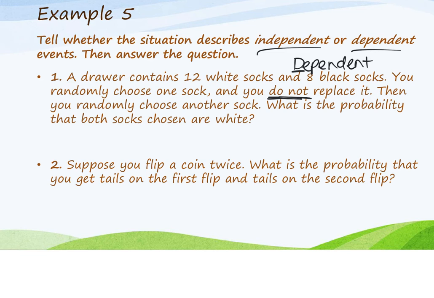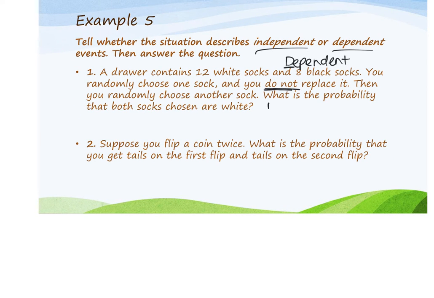Is it always going to be after? Not necessarily. For independent, it's going to say that they replace it. So it will not always say do not replace. It could say that they replace it. If it says that they replace it, then it's independent. Okay? All right. So what is event A?